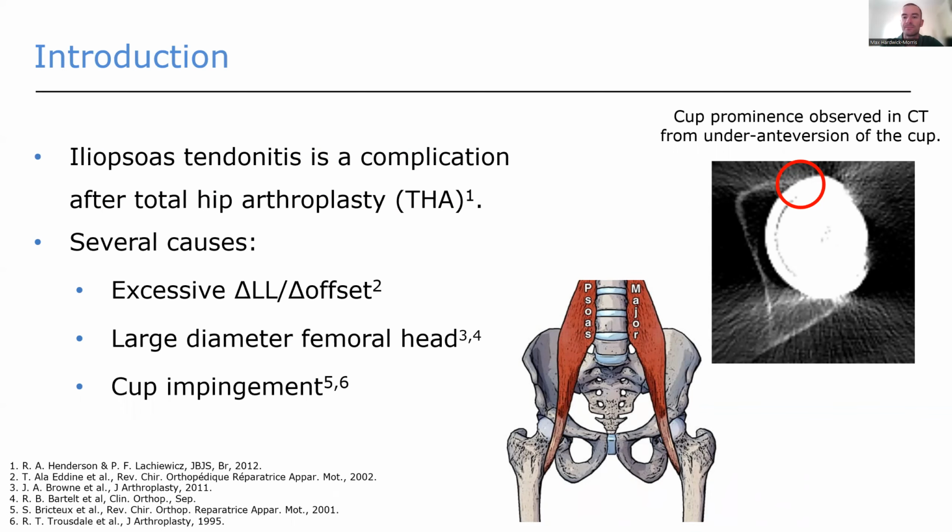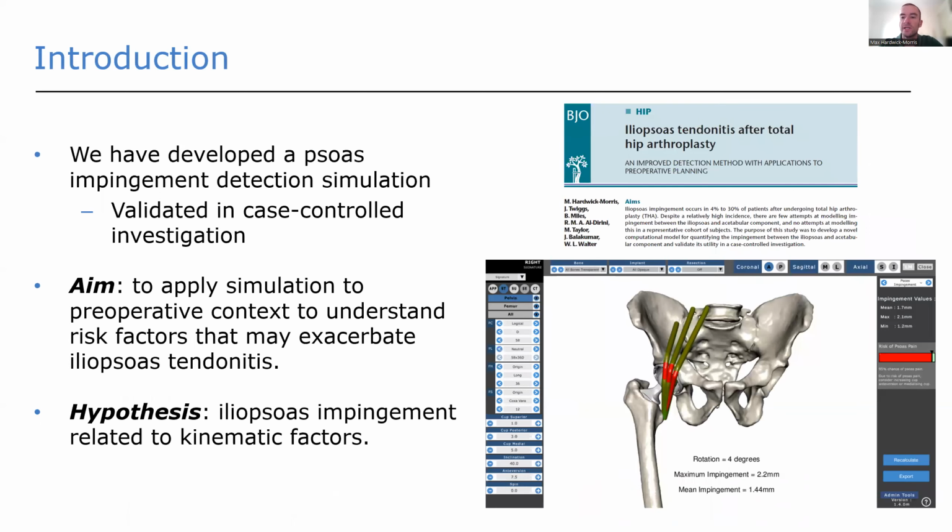We have developed a novel iliopsoas impingement detection simulation and validated its utility in a previously published case-controlled investigation, and we now wanted to use this simulation in the preoperative context to understand risk factors that may exacerbate iliopsoas tendonitis. We hypothesized that iliopsoas impingement would be related to postural factors such as pelvic tilt and femoral rotation.